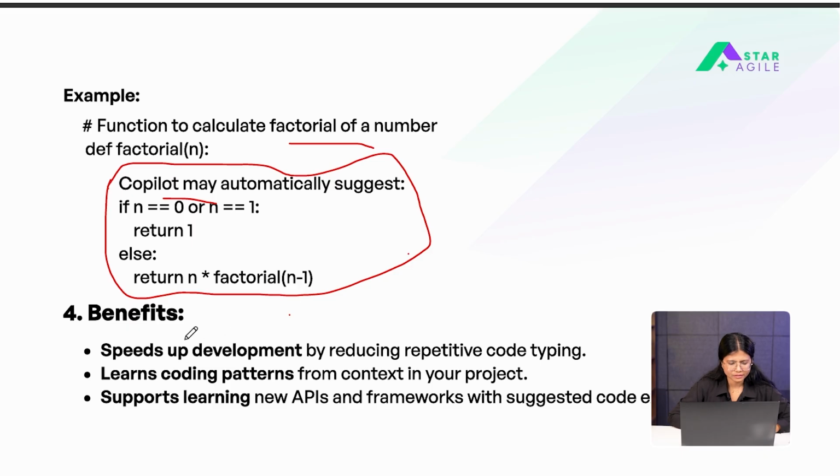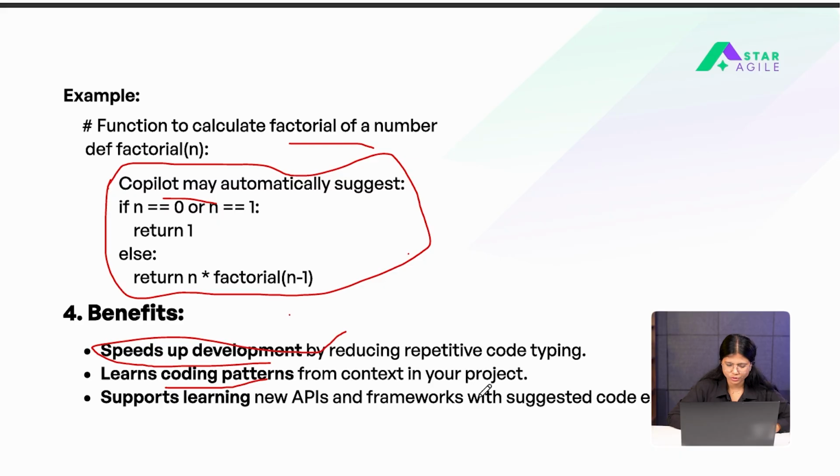The benefit of this is that it speeds up the development. It will speed up your development by reducing repetitive code typing. You no need to type all the code, it will help you do it by itself. It also learns coding patterns from the context in your project, and supports learning new APIs and frameworks with suggested code examples. So in this way, it helps speed up your development, learn your coding patterns, and it will also support your learning. This is how GitHub Copilot works.